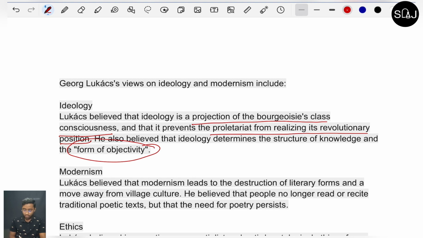Now, modernism. Lukács believed that modernism leads to the destruction of literary forms and a move away from village culture. He believed that people no longer read or recite traditional poetic text, but that the need for poetry persists.